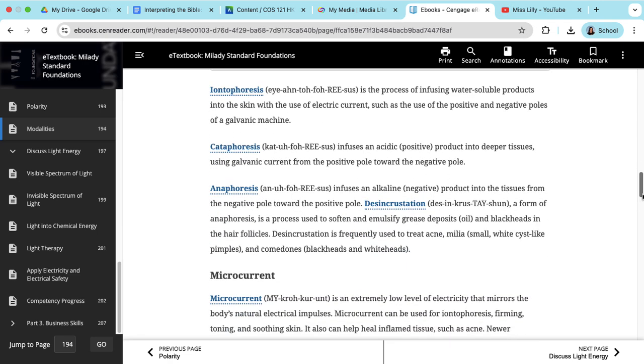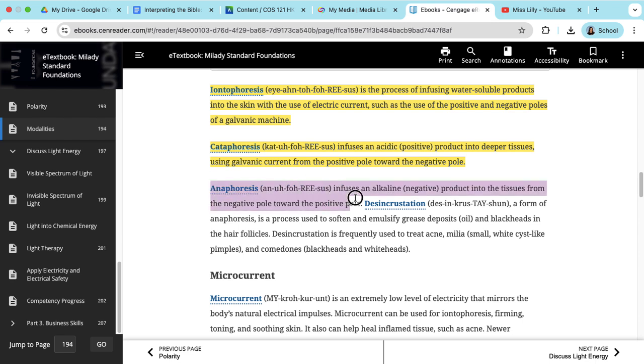As follows, we have iontophoresis, that is the process of infusing water-soluble products into the skin with the use of an electric current. Cataphoresis infuses an acid, positive product into the deeper tissue using galvanic current. Anaphoresis infuses an alkaline, negative product into the tissue from the negative pole toward the positive pole.